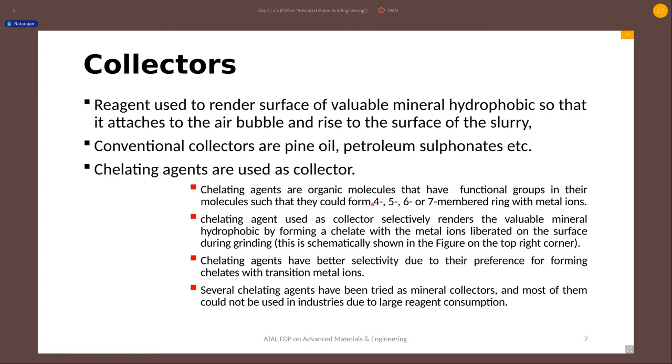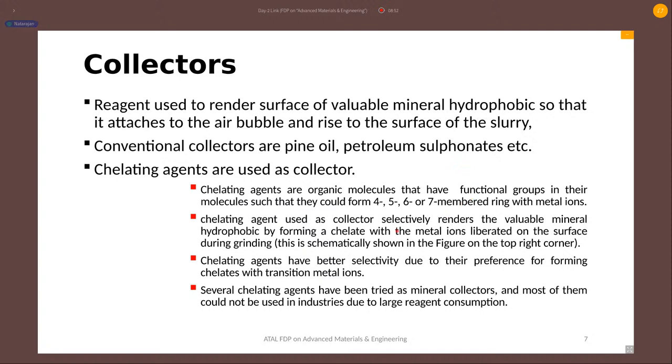So when we grind, the ore is taken out from the earth and it is finely ground to the size of 10 to 100 micron. Once it is ground, fresh mineral surface is liberated. On the fresh liberated surface, there are a lot of metal sites which are exposed. These chelating agents can go and form a chelate, that is a bond with them, and they form a closed ring. We call it a chelate.